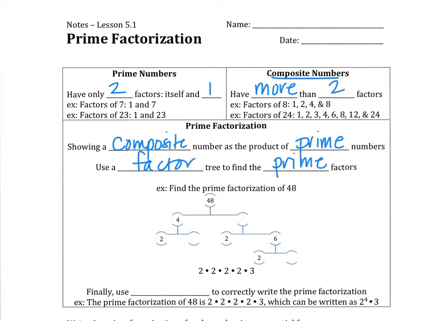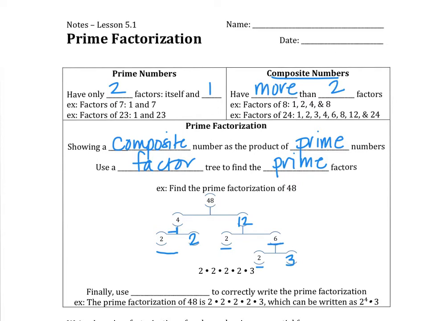So we want to find the prime factorization of, let's say, the number 48. So we create what's called a factor tree. We start with the number on top, 48, and we find two numbers that when we multiply them together, they equal 48. So one would be 4, and if we multiply 4 by 12, we get 48. And then we come over here and we break 4 down into 2 times 2. We break 12 down into 2 times 6. And we break 6 down into 2 times 3.